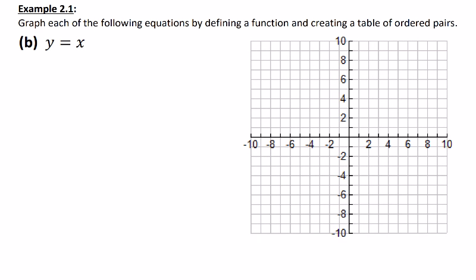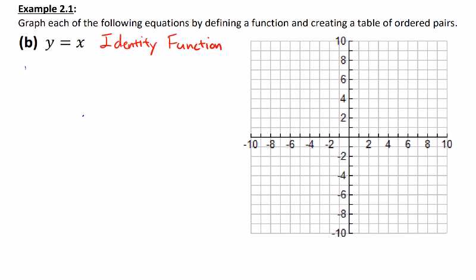In part B, we're going to look at the equation y equals x. This particular equation is known as the identity equation, and when we write it as a function, we call it the identity function. And there is a reason why it's called the identity function. When we start looking at creating a table, we will see exactly where that comes from.